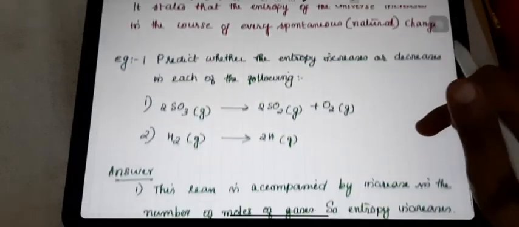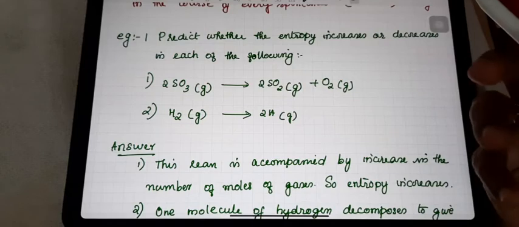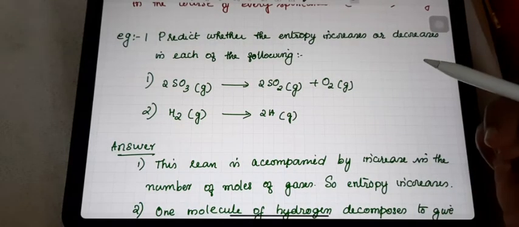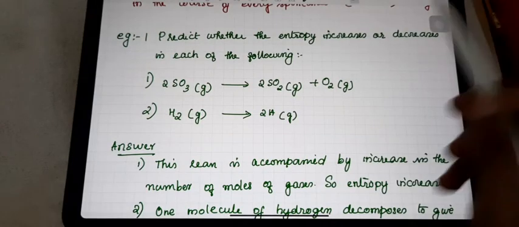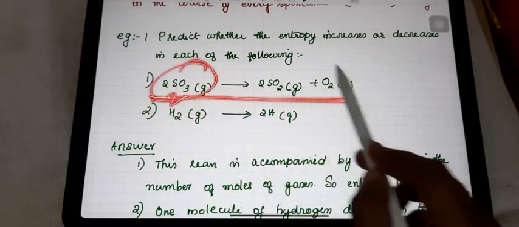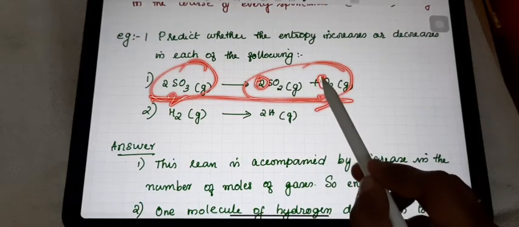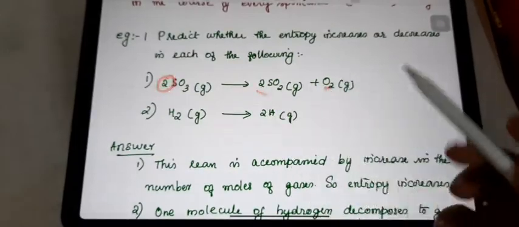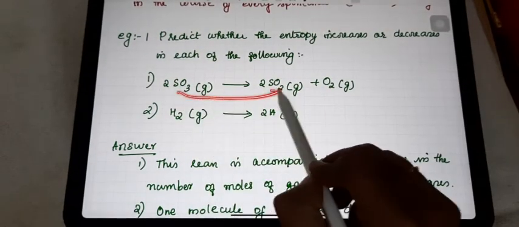Okay, we can discuss some problems now. What is meant by the entropy increase or decrease in the case of a chemical reaction? If there is an entropy increase, surely it is a spontaneous process. So here, just assume this chemical reaction. On the reactant side it is 2 and on the product side it is 3 moles. You just calculate the number of moles like that. This is 2 moles and here 2 plus 1, that is 3. So more molecules are produced due to this reaction.